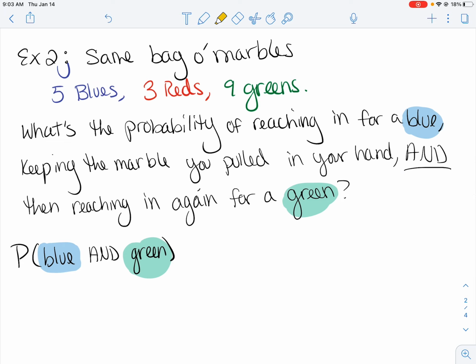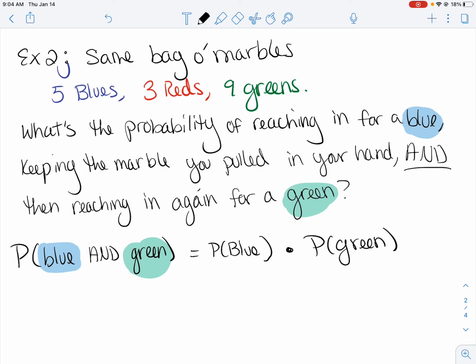So we have the same bag of marbles, 5 blues, 3 reds, 9 greens. This time we want the probability of reaching in for a blue, keeping the marble. So now I'm going to put that marble in my hand, I'm going to hold on to it, and then I'm going to reach in again for a green marble, all right? So it's the probability of a blue marble and a green marble. So again, going to find those both separately, and because it says and, we're dealing with multiplication.